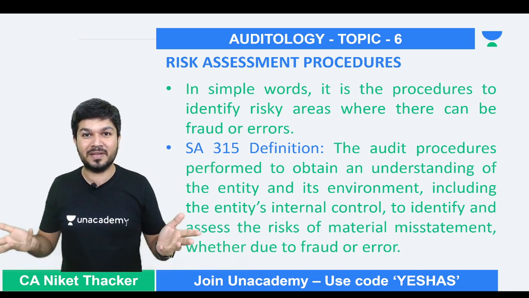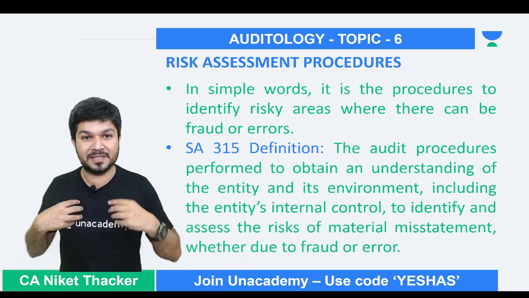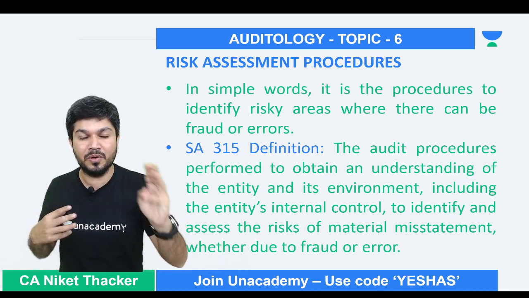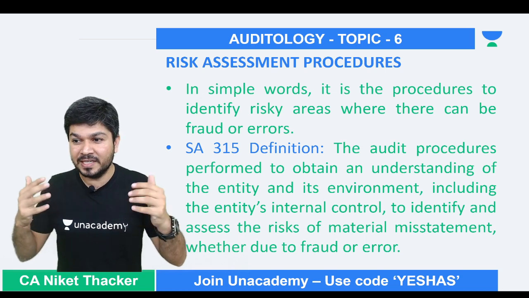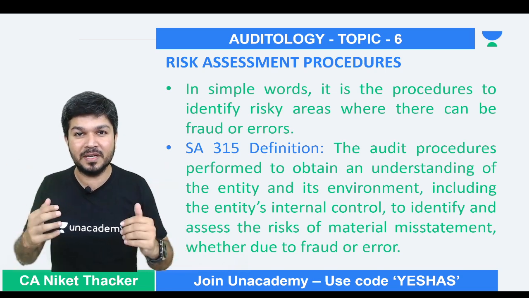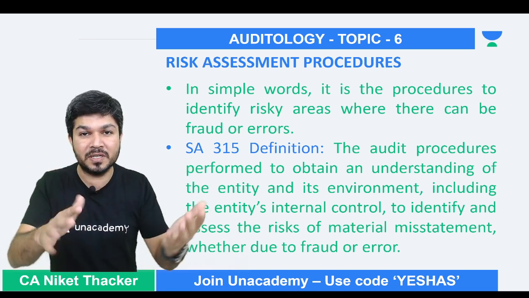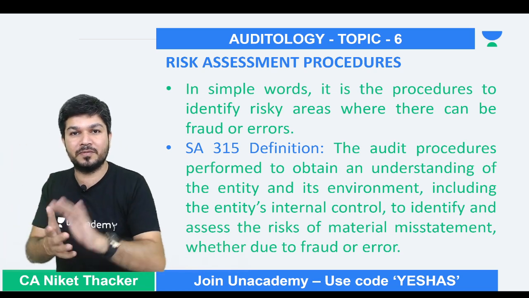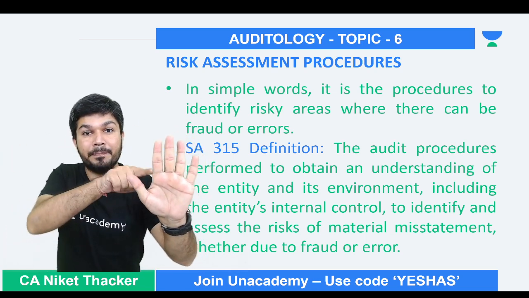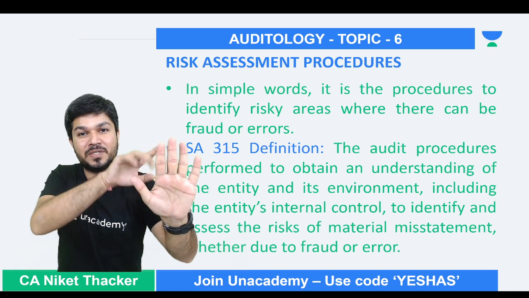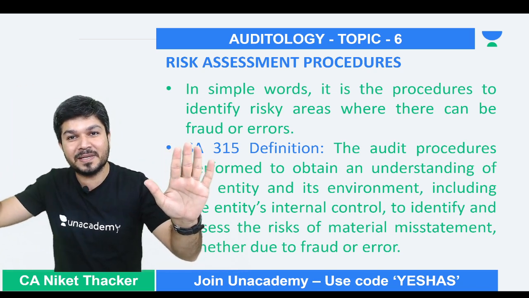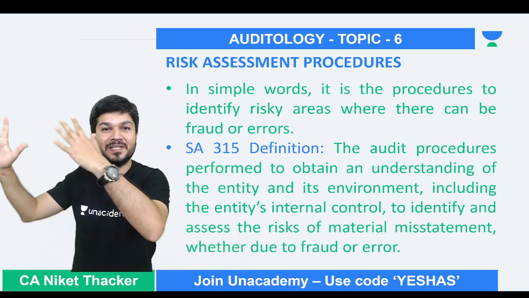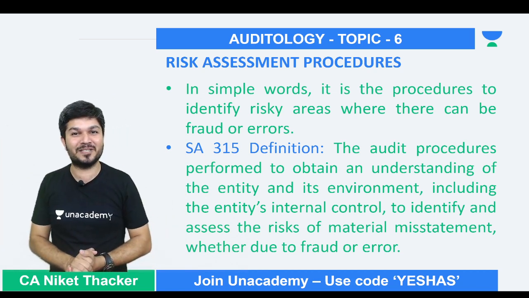Oh, sir, it was so simple? Yes. So first we understand entity, environment, internal control. Based on that, we try to identify areas where there can be fraud error, and if we feel there are more chances of fraud error, we do other procedures more. The first is risk assessment procedure. Based on result of risk assessment procedure comes your compliance procedure, substantive procedure. The next term will be compliance procedure and substantive procedure.